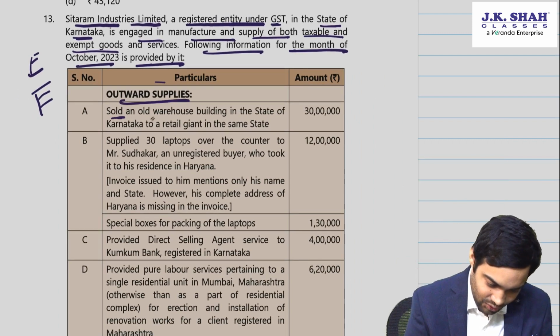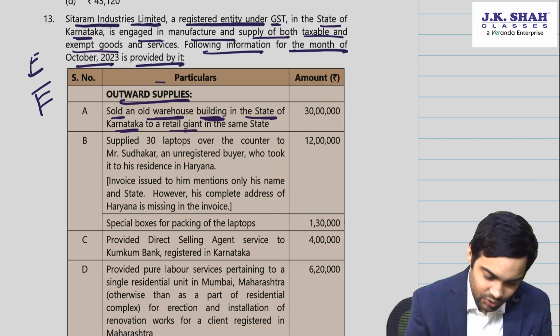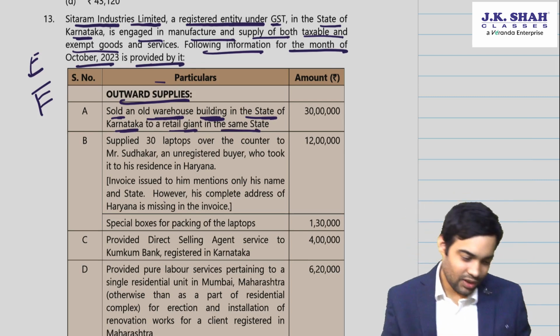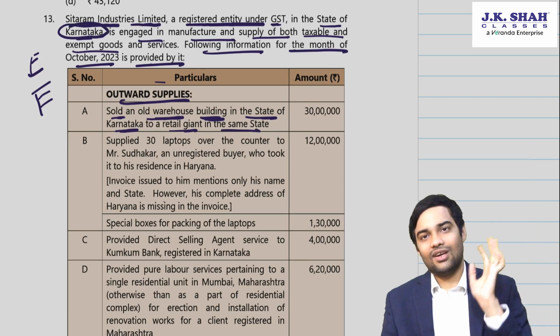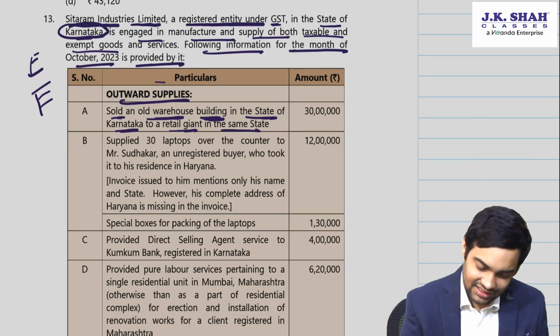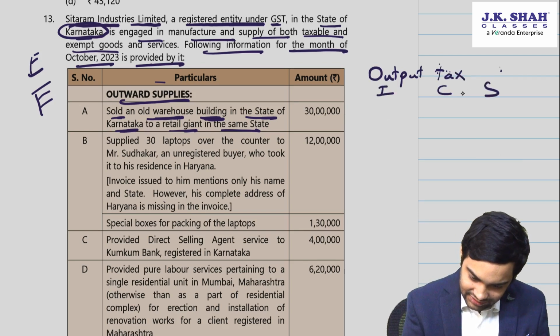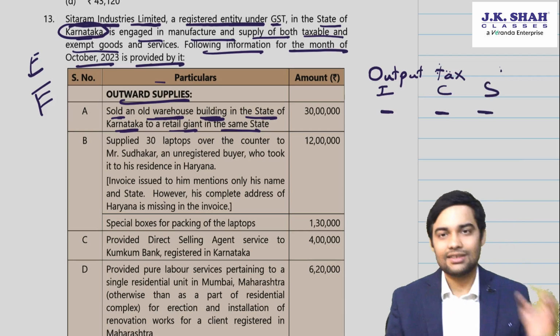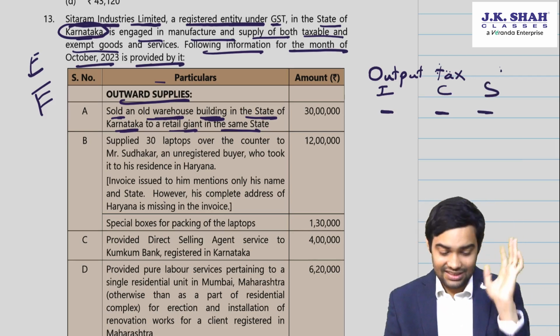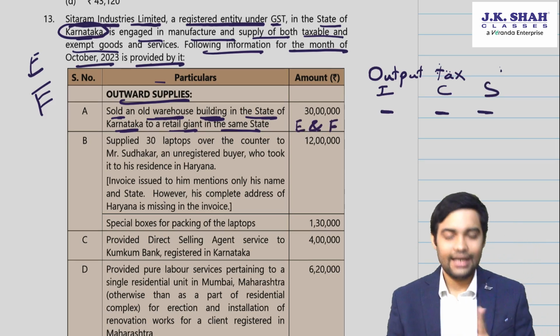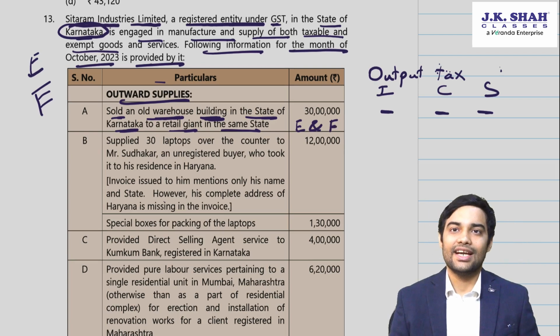Outward supply. Sold an old warehouse building in the state of Karnataka to a retail giant in the same state. You had a warehouse, you are in Karnataka, you sold that warehouse for 30 lakh. Is GST applicable? Now, whether it will come in output tax, I am just mentioning output tax, ICS. No, it will not come in output tax because it is covered by negative list. But will it come in E? Yes, it will come in E and F. Land and building sold will become part of E and F.